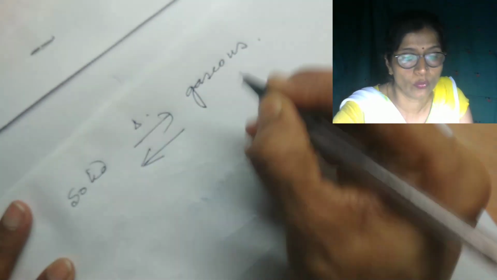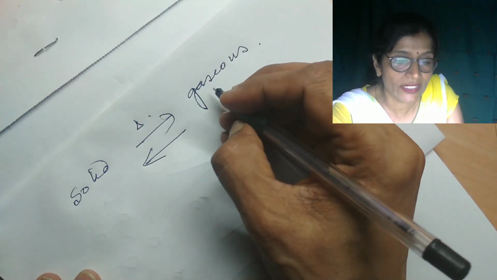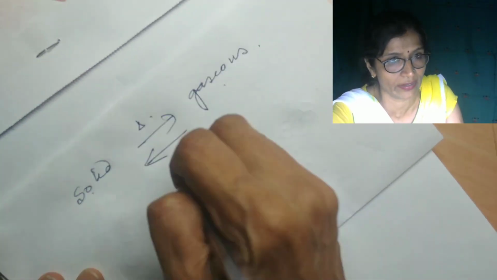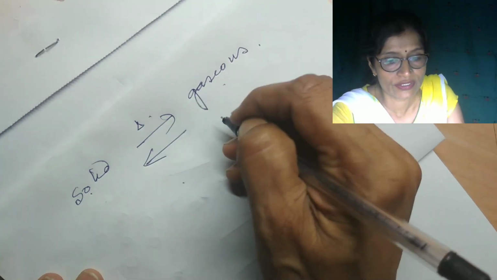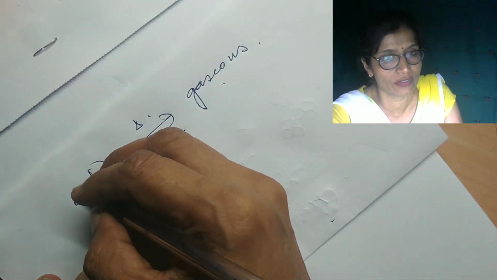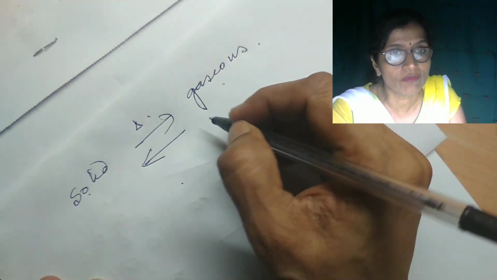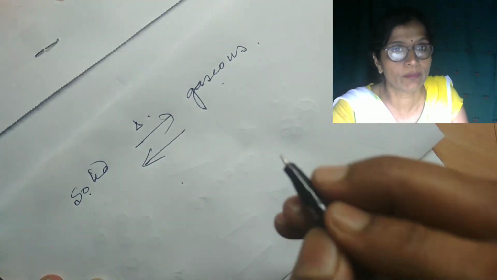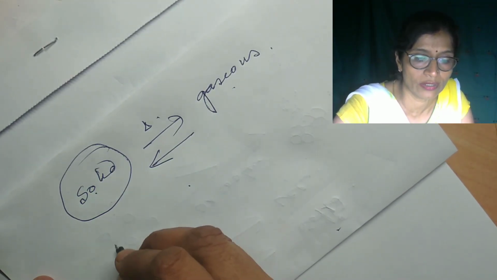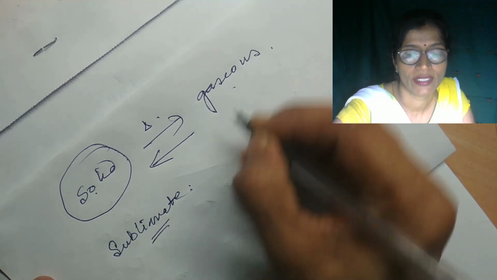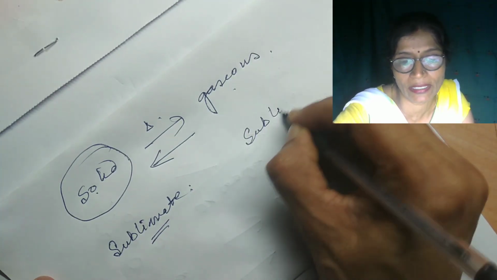And then when it cools down, what will happen? They will convert from gaseous state to the solid state directly without passing through the liquid state. Means the reverse of sublimation, and reverse of sublimation is known as deposition or desublimation. In the solid state, I said to you, we call them sublimate. This is known as sublimate. And in the gaseous state, it is known as sublime.